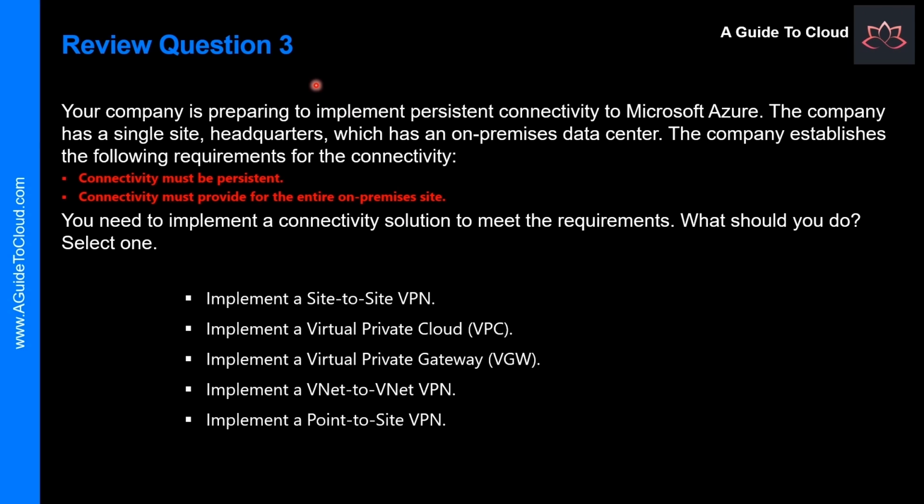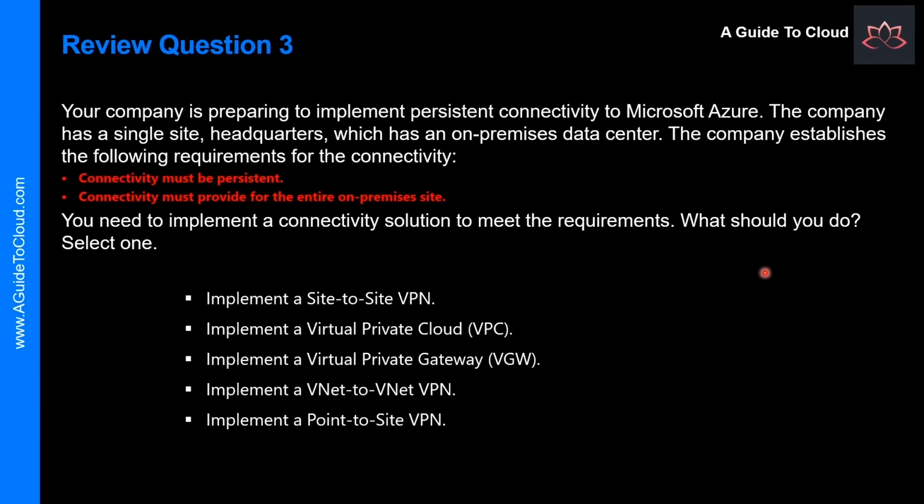Okay, let's look at question number 3. Your company is preparing to implement persistent connectivity to Microsoft Azure, and your company has a single site headquarters which has an on-premises data center. The company establishes the following requirements for the connectivity. The connectivity must be persistent, and the connectivity must provide for the entire on-premises site. You need to implement a connectivity solution to meet the requirement.